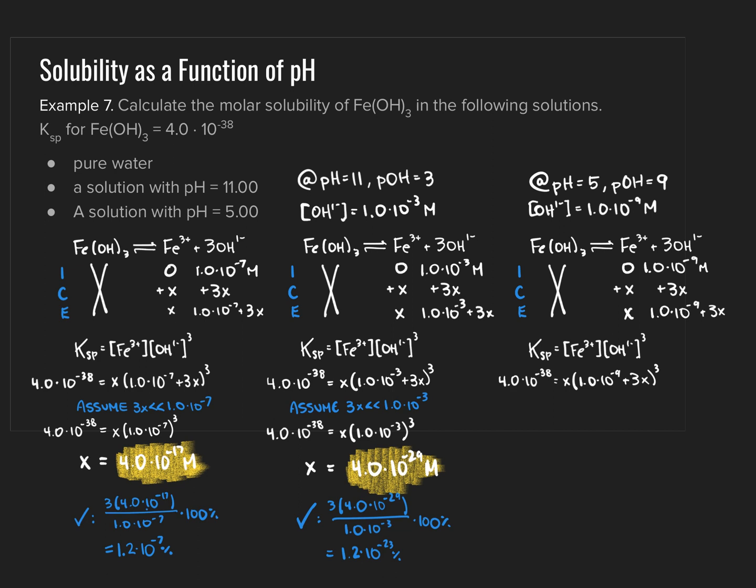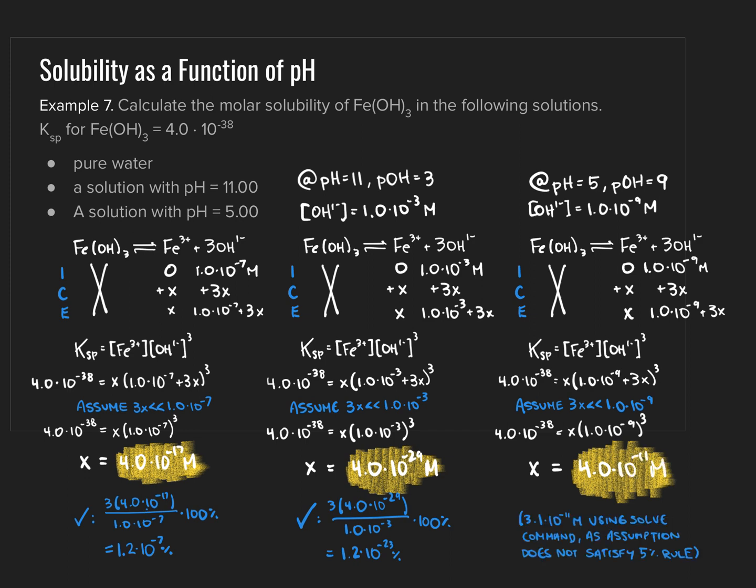And yet again, making the assumption that 3x is very small now compared to that 1.0 times 10 to the negative 9th molar, simplifies my expression down to 4.0 times 10 to the negative 38th is equal to x times 1.0 times 10 to the negative 9th quantity cubed. And from this, I can now solve again for x, which yields here a value of 4.0 times 10 to the negative 11th molar for my molar solubility of our ferric hydroxide.